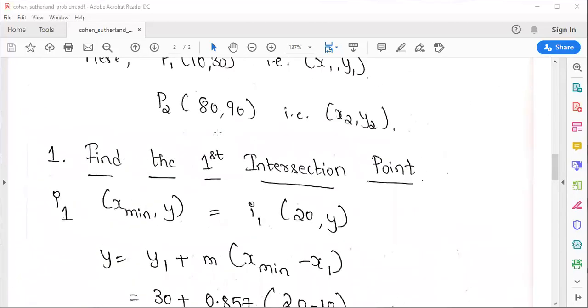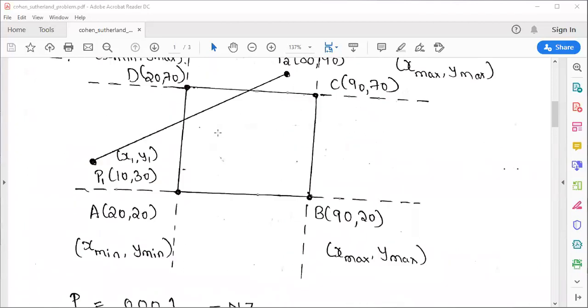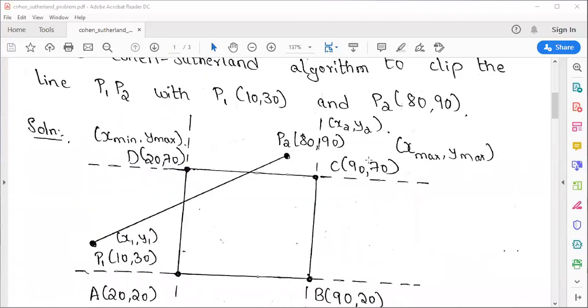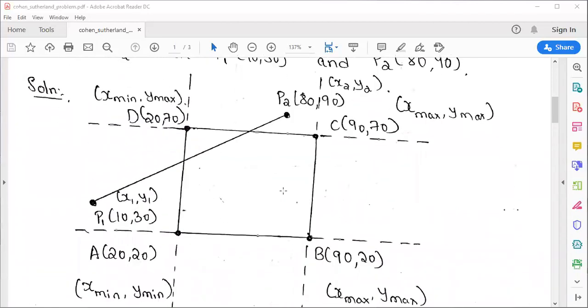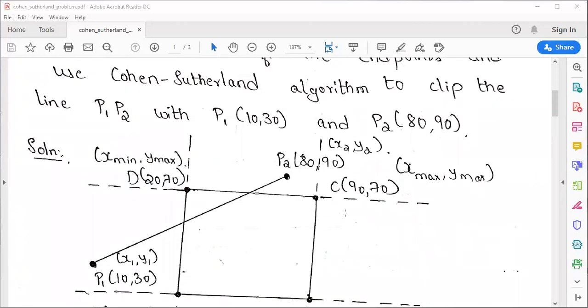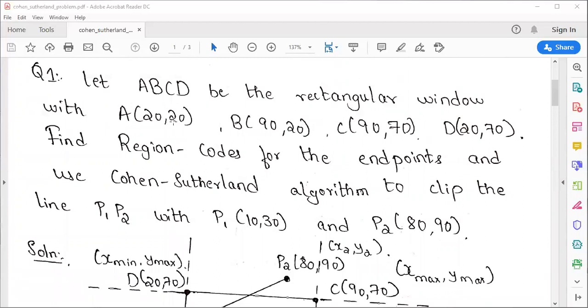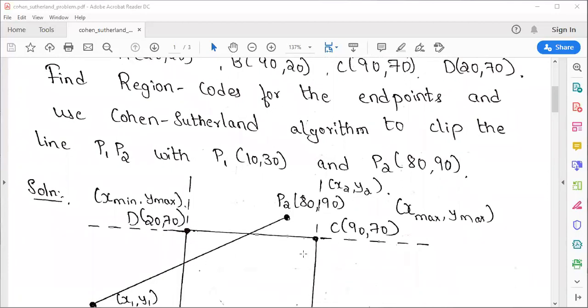Sometimes they will directly give you the clipping window and the line. This diagram will be given, so directly you can go and find out the slope and the intersection points I1 and I2, right? If they don't give you the clipping window, you have to take the points they have specified, draw the clipping window and also the line, then find the intersection points and tell which part of the line will be displayed and which will be clipped.